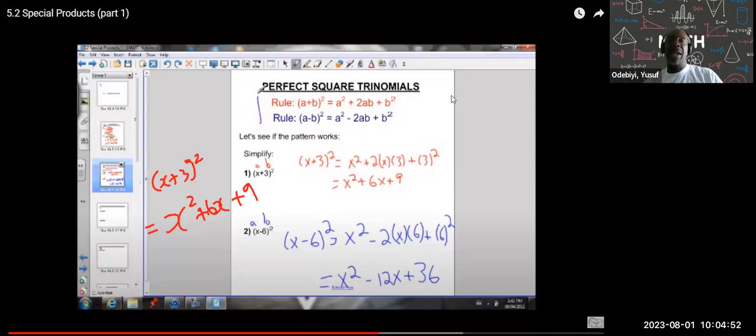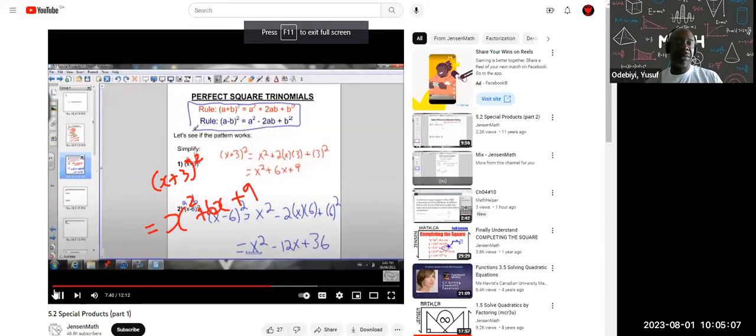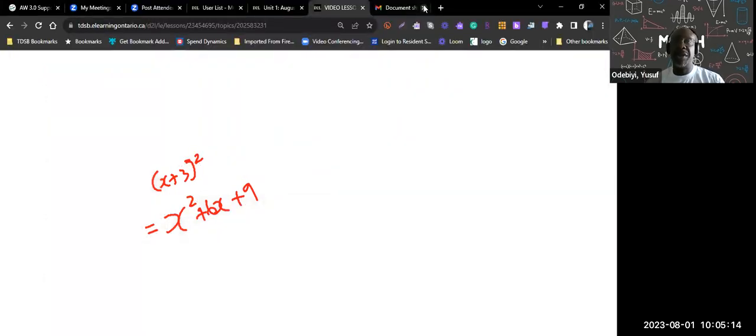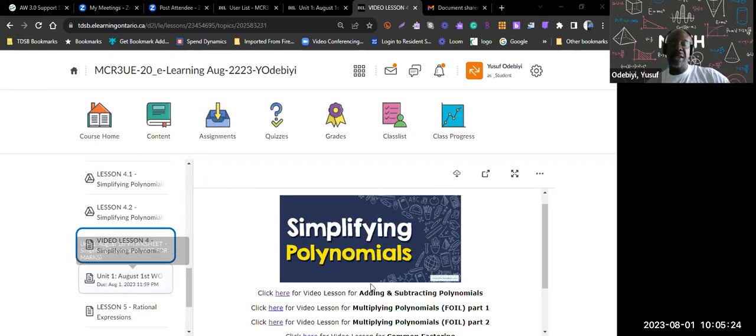So now I'm going to let you go. Not let you go just yet. I'm going to show you the worksheet. There are 2 rules for perfect square trinomials. Let's look at the worksheet questions. Here it is. Let's see what you guys see.